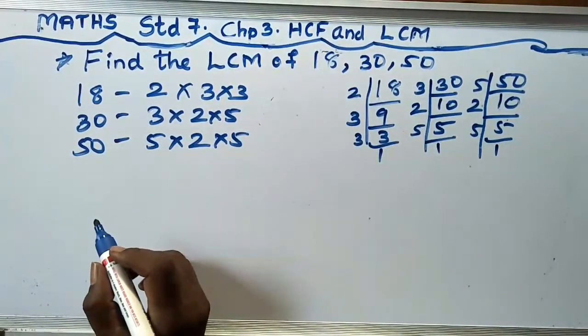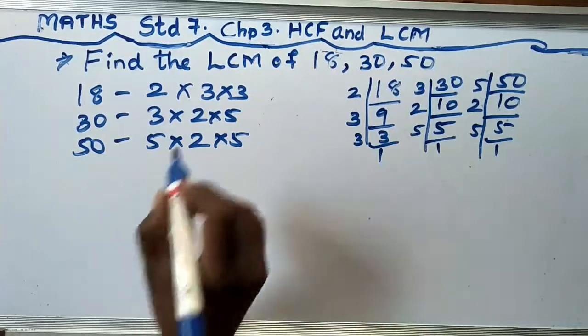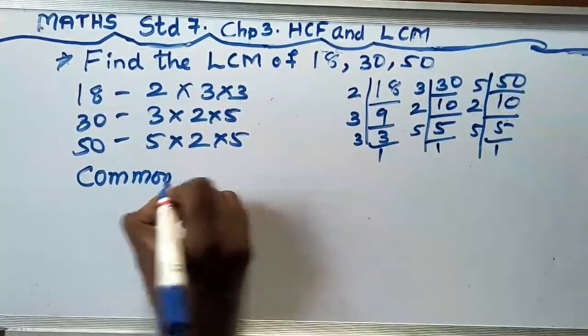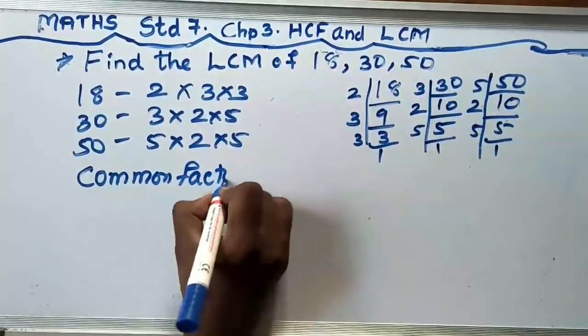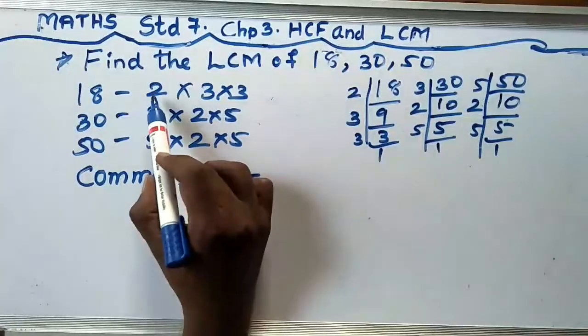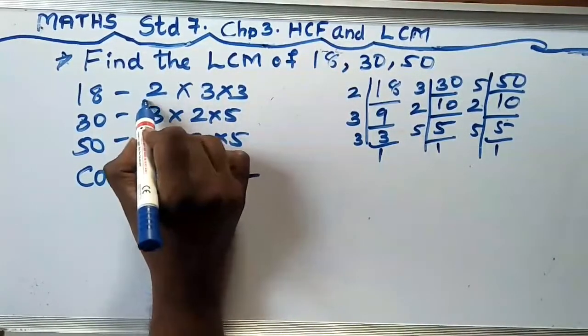Now what is the next step to find the LCM? For this, the first thing you have to find is the common factor. First find all the common factors. A common factor is one present in all the three. So 2, 2, 2.